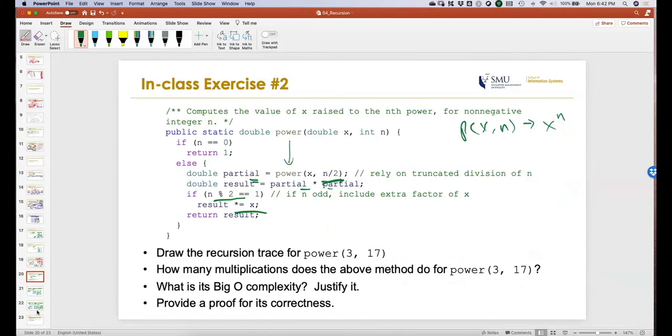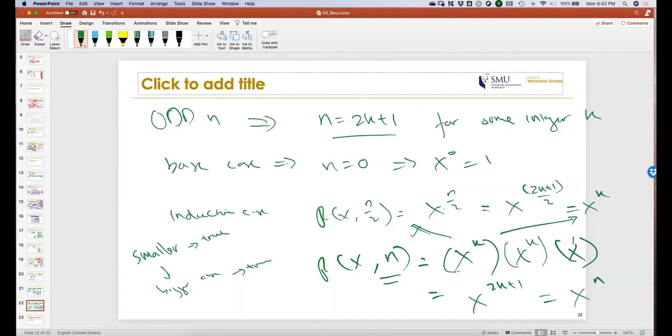So which means that if one of them is x to the k, then the other one is going to be the same, which is also x to the k. Then because n is odd, I have to multiply by another x. So then I have k, k and 1, which sums up to 2k plus 1. And 2k plus 1 is equal to n, because that's the definition that we began with.